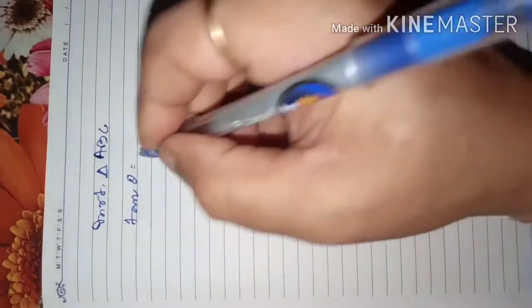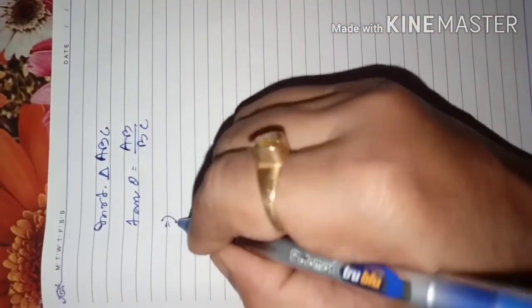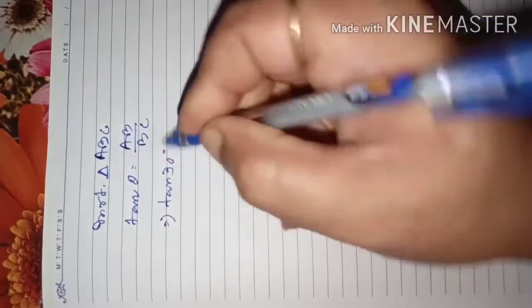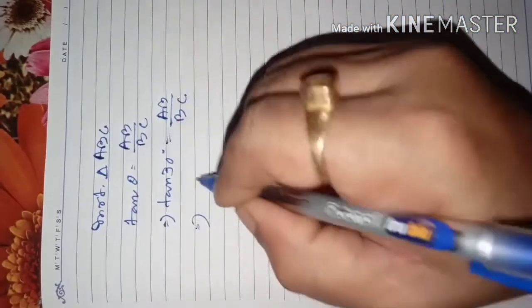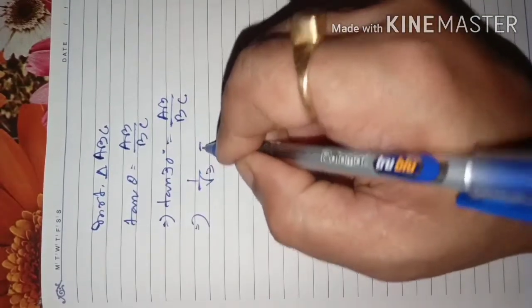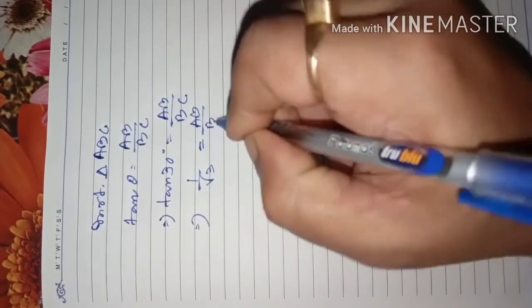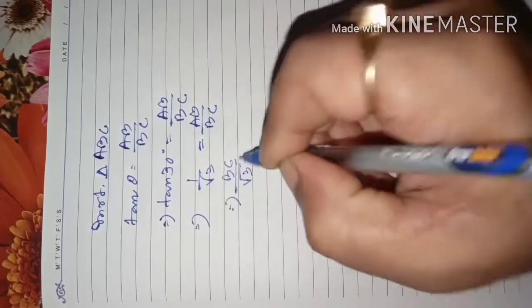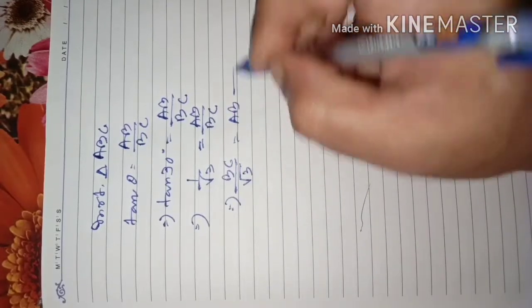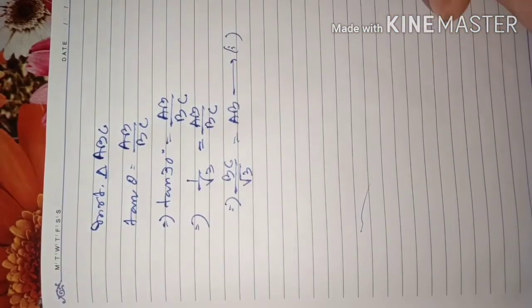In right triangle ABC, tan theta is equal to AB by BC, and theta is 30 degree, so we write here tan 30 degree is equal to AB by BC. So from here tan 30 is 1 by root 3 is equal to AB by BC. BC comes here, so BC by root 3 is equal to AB. For the time being, you stop here as say equation 1.